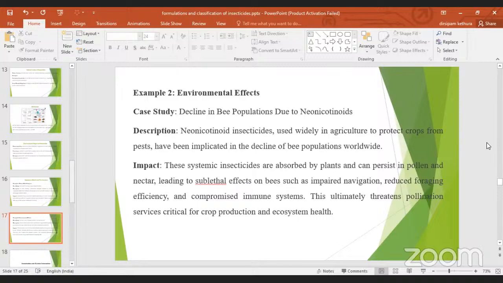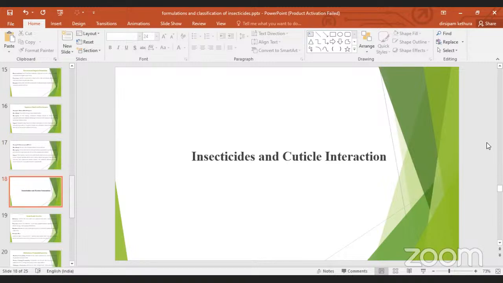Okay, neonicotinoid insecticides used widely in agriculture to protect crops from pests have been implicated in the decline of bee populations worldwide. These systemic insecticides are absorbed by plants and can persist in pollen and nectar, leading to sublethal effects on bees such as impaired navigation, reduced foraging efficiency, and compromised immune systems. This ultimately threatens pollination services critical for crop production and ecosystem health. Okay, these are the effects of using insecticides, both on environment and on human health.